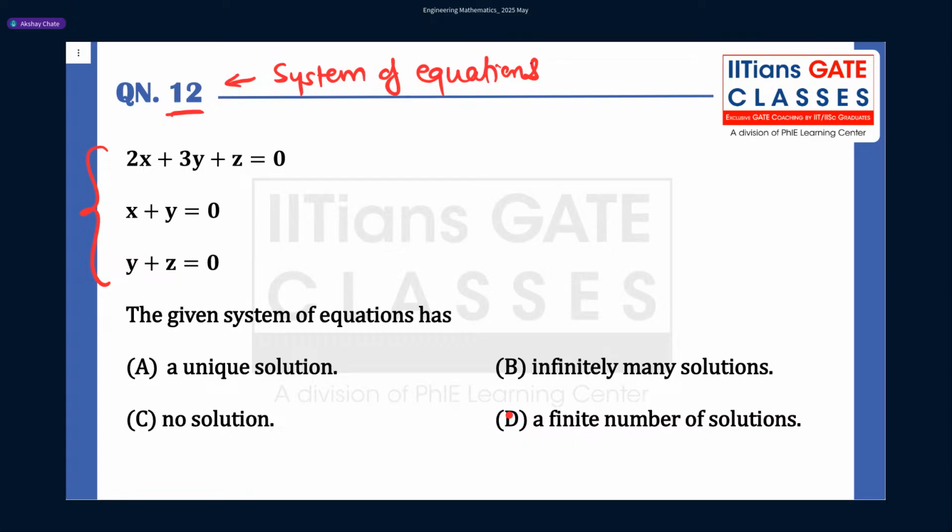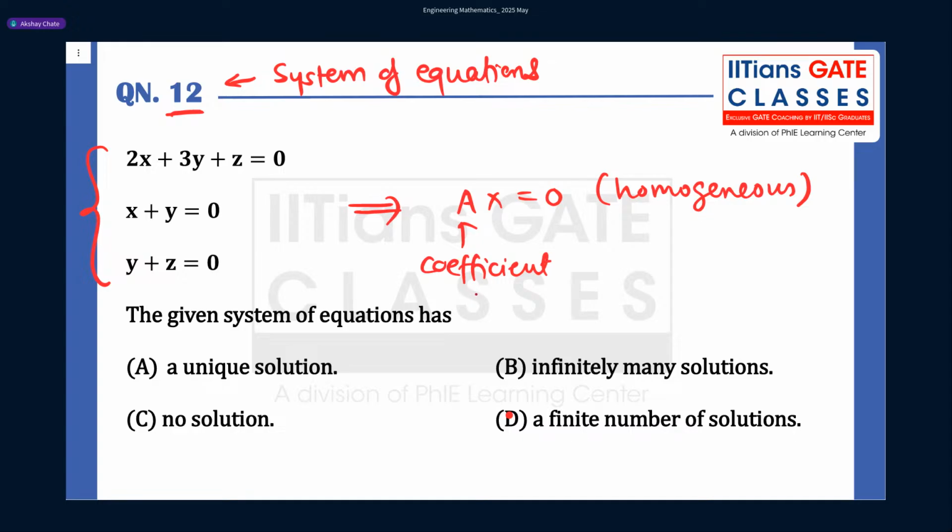For these types of questions, the standard way is to convert this system into an AX equal to 0 form, which is called the homogeneous form of a system of linear equations. Here A is your coefficient matrix. It consists of the coefficients of all the variables in your equations.